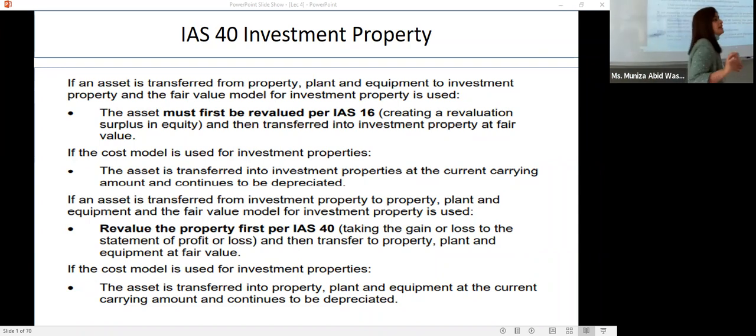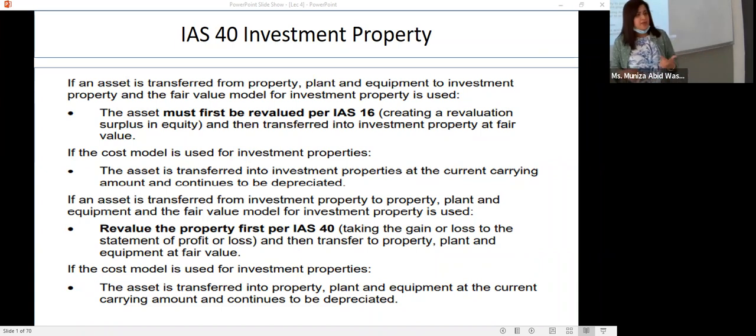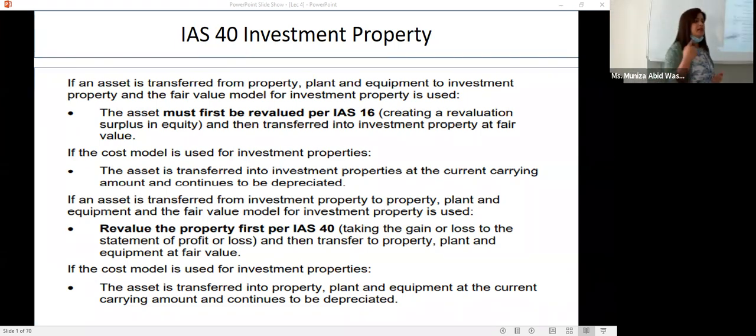This is the main distinguishing factor between the fair value model and the revaluation model. So when you are adopting a fair value model under IS 40, good morning, dear. When you are adopting a fair value model under investment property, you should keep in mind that no depreciation is going to be charged. So this was an overview.